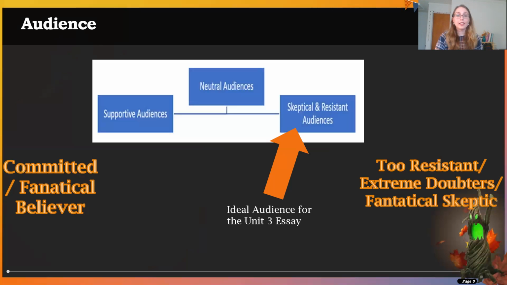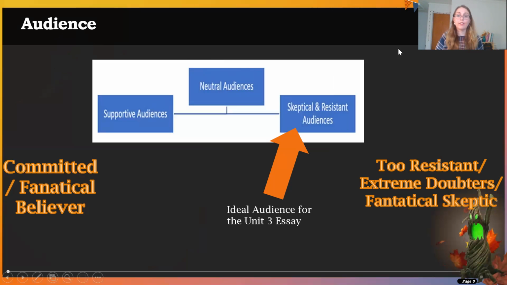And then here we see the audience scale. So you saw this in your Unit 2 book. So remember, for our Unit 2 paper, we wrote to a neutral audience. For our Unit 1 paper, we wrote to a supportive or believer audience. And for our Unit 3 paper, we are writing to a skeptical and resistant audience. This is our ideal audience for the Unit 3 essay.